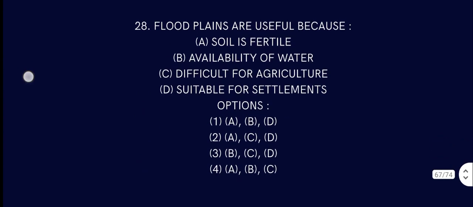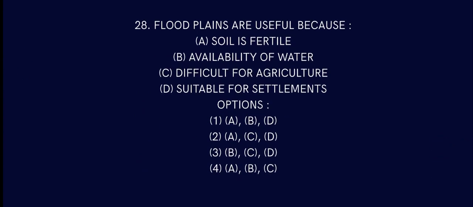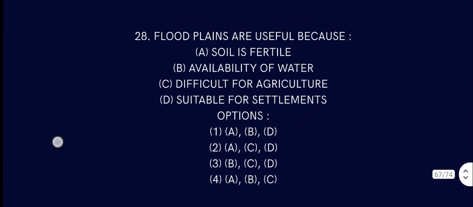Question number 28. Floodplains are useful because: soil is fertile, availability of water, difficult for agriculture, suitable for settlement. So floodplains are useful because soil is fertile. That is correct, because after the flood the soil becomes fertile. Availability of water also, that is true. Difficult for agriculture, no, it's not difficult for agriculture. Suitable for settlement, I would think so. Let's see the answer. Answer is A, B and D.